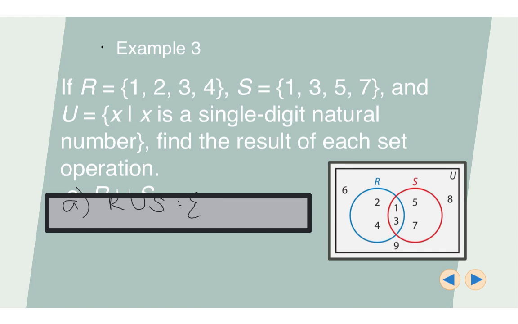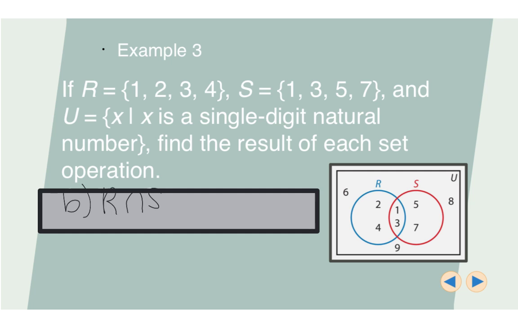Create our set by using braces. 1. Now, because 1 is in R and 1 is in S, we only write it once, not twice. 2 is in R. 3 is in R and S. 4, 5, and 7. That is the union of R and S. Let's continue.